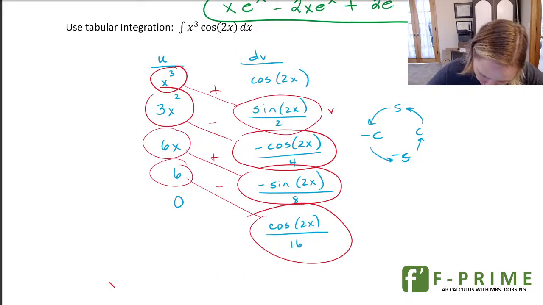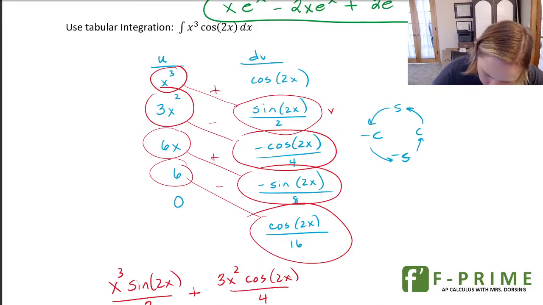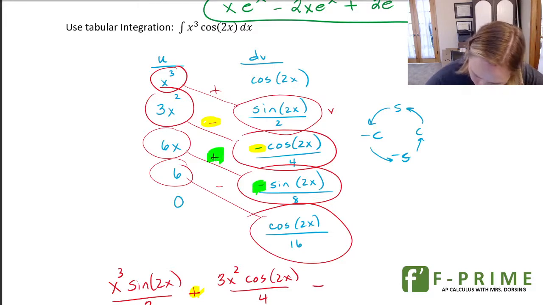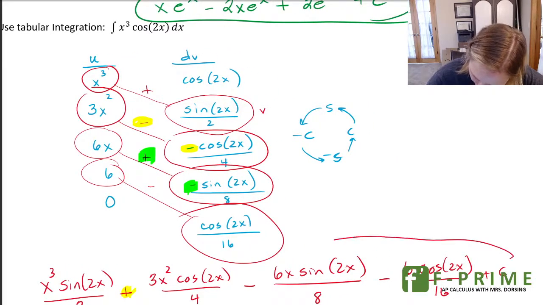So here's my final answer. X cubed times the sine of 2x all over 2 minus, oh, but it's minus a minus, so I am going to change it to a plus. 3x squared times the cosine of 2x all over 4 plus a negative. So I am paying attention. When I have minus a minus, it does turn to that plus. When you have plus a minus, it will turn into a minus in your answer. So minus 6x times the sine 2x over 8. You can reduce. I'm not going to. Minus 6 cosine 2x over 16 plus c. Don't forget your plus c.